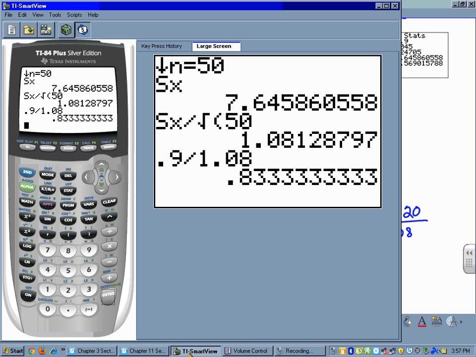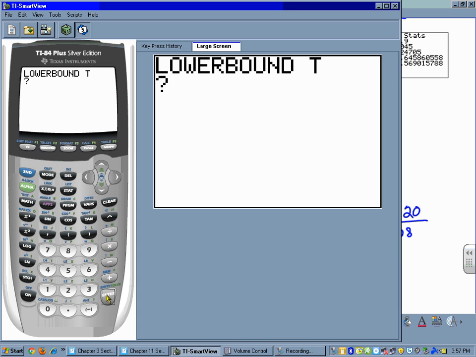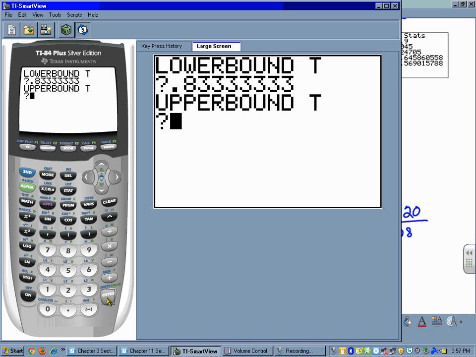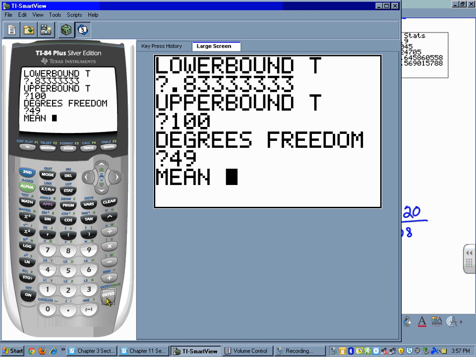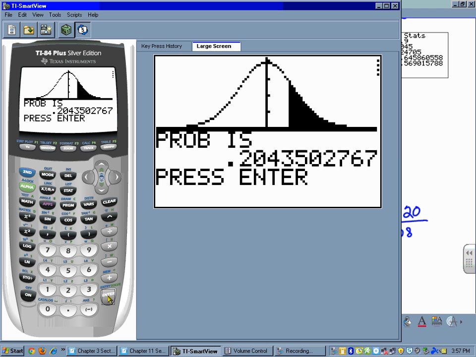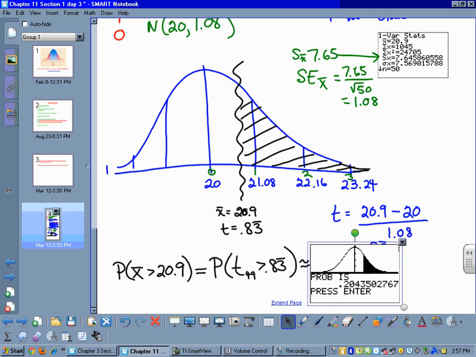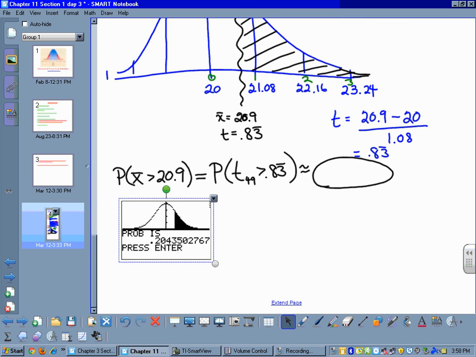So, bringing up our calculator again, I'm going to choose the program Draw T. I'm going to do it as a t-score right now, so I have 0.83 repeating. And my upper bound, I'm going to pick something big. Let's just put in 100. The degrees of freedom are 49. The mean is 0, and the standard deviation is 1. And hopefully that gives me a picture very similar to what I drew already. And it tells me there is a 20.43% chance. So that looks pretty similar to what I have up above.